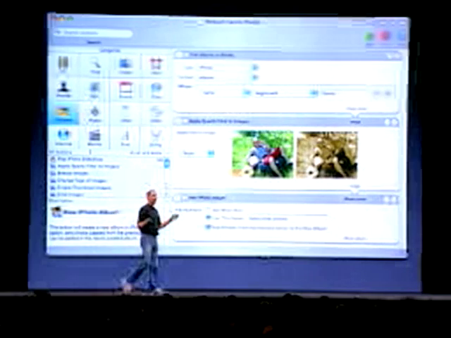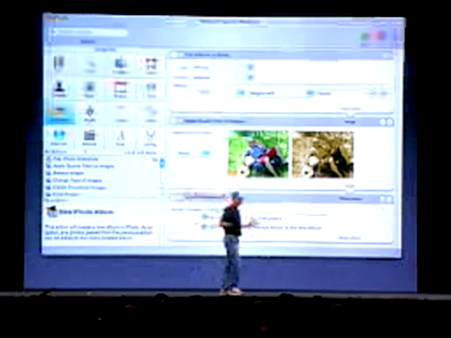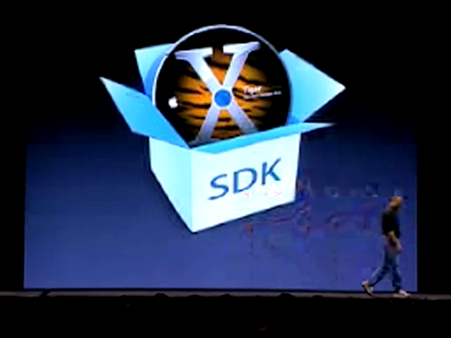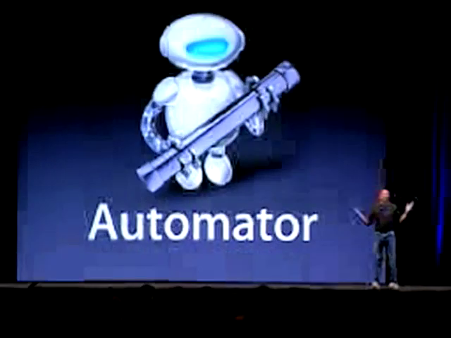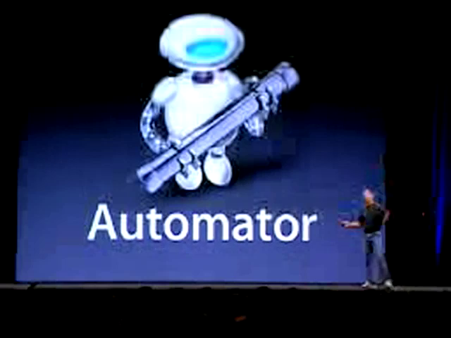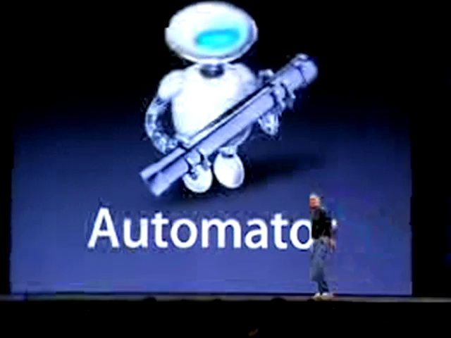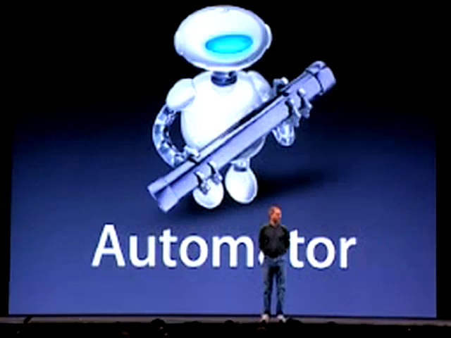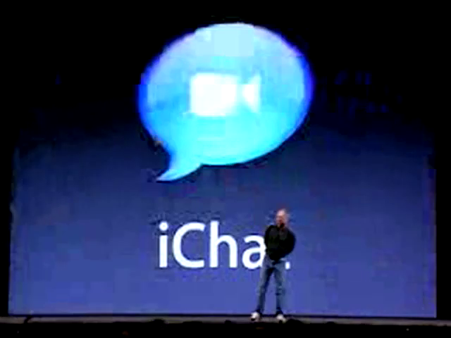So that's Automator. And of course, we want Automator to work with all of your apps if it doesn't already, and so you're getting an SDK for this today. We think this is going to be really hot. So we've seen a lot of stuff today. What I'd like to now do is show you the thing that I think is the most amazing of all. So let's talk about iChat.